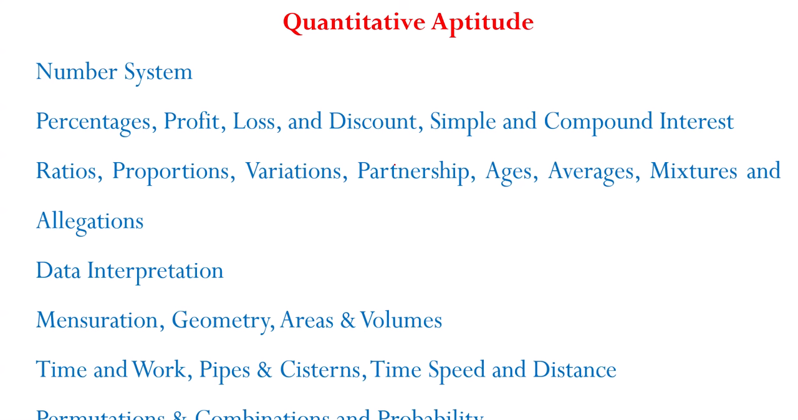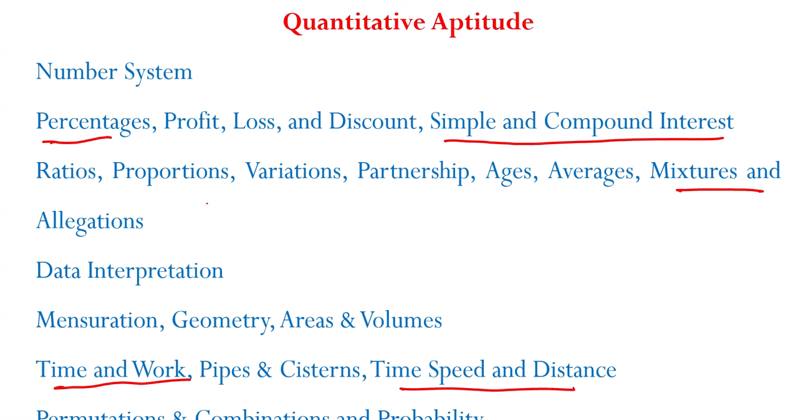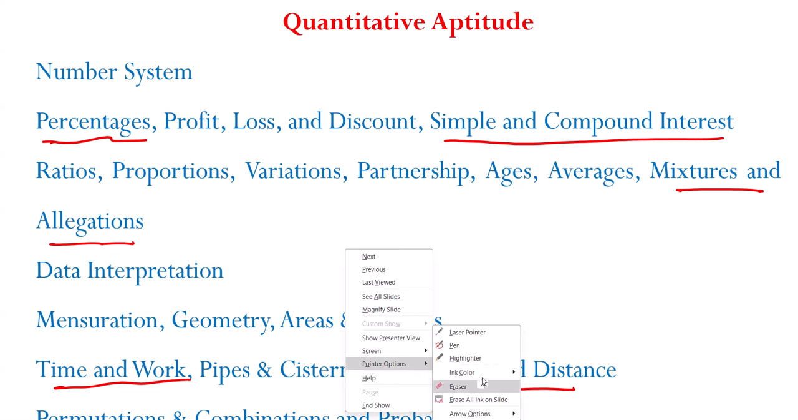Time and work, time and distance as well. So percentages, simple interest and compound interest, time and work, time, speed and distance. A few asked about mixtures and alligations. I'll initially focus on these topics, revision or outline, whatever is possible in the given time. Later, if time permits, we'll work on the remaining topics.